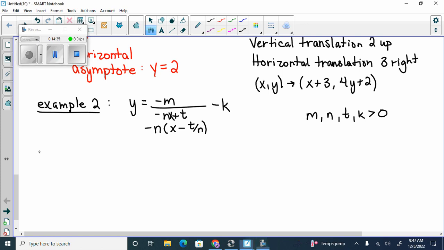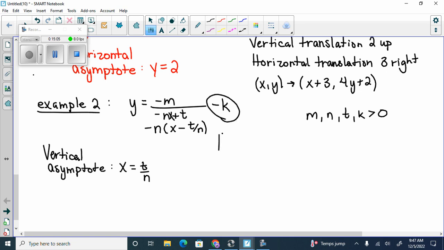So we know our vertical asymptote. Why did it go off the mark? We know our vertical asymptote is x equals what? T over n, yeah. And then our horizontal asymptote, instead of being at y equals 0, is going to be at y equals negative k.